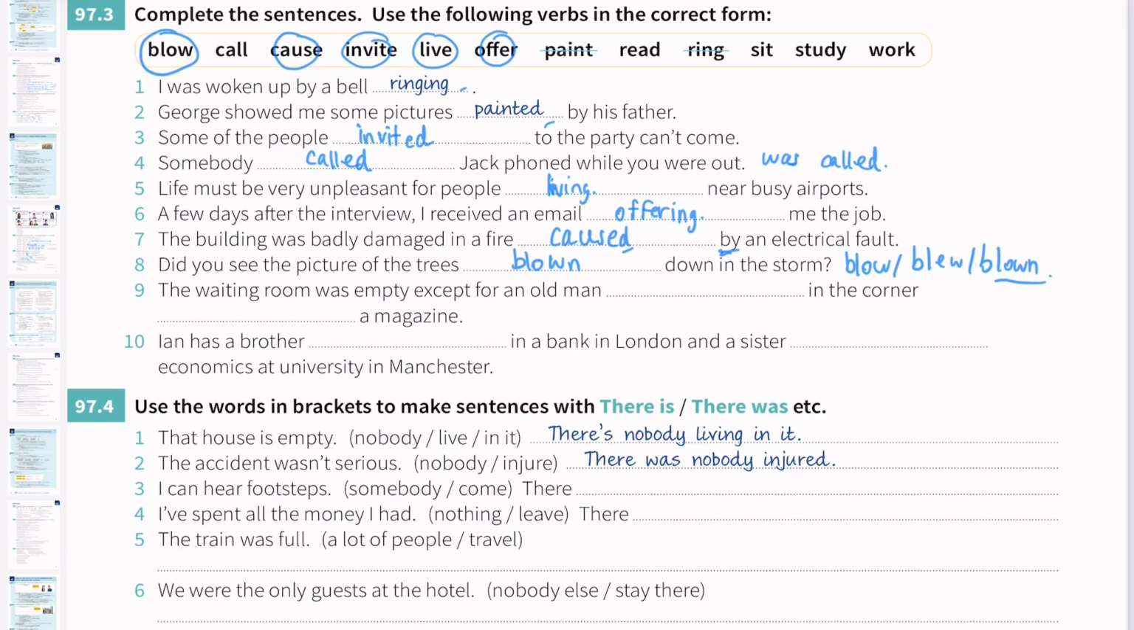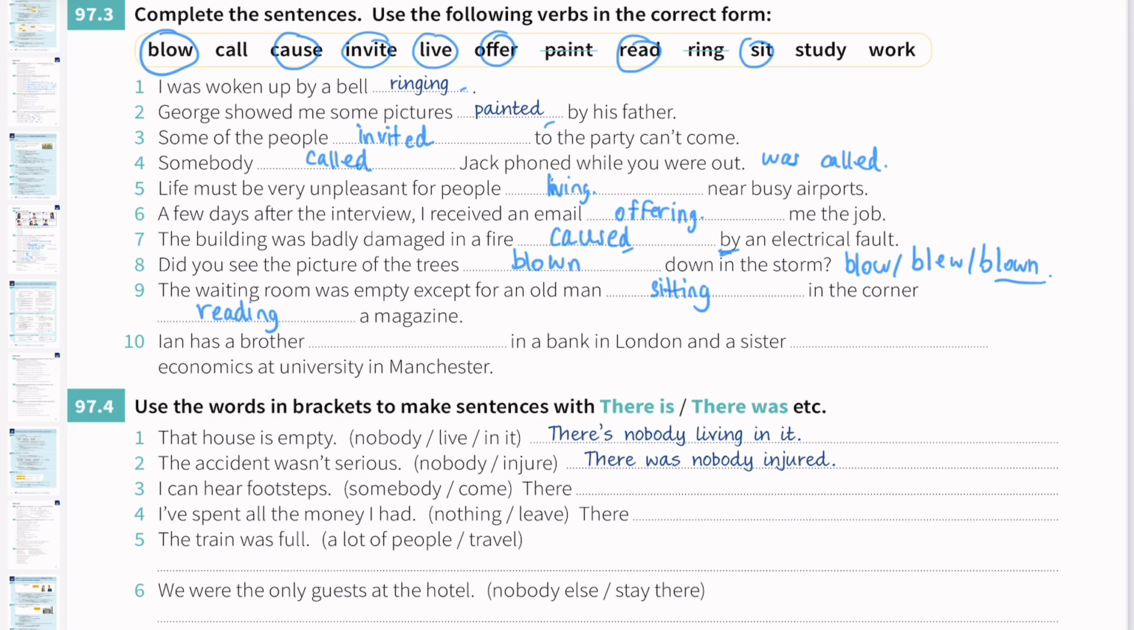The waiting room was empty except for an old man in the corner, a magazine. So he sit and he read a magazine. Sit becomes sitting, active voice, and read become reading, active as well, because the old man is doing the activities by himself. And then number 10, the last one.